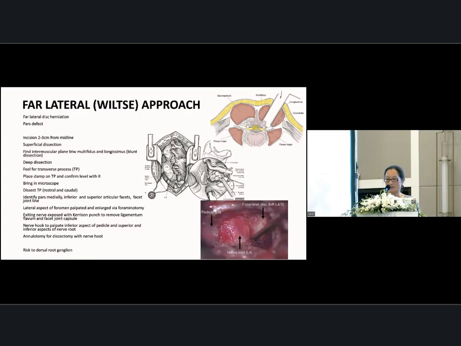Then the key is to find where the nerve is. So long as you know where the nerve is, you can protect it and you're not going to injure it, especially when you're new to the technique. And then we use a nerve hook to palpate the inferior aspect of the pedicle and superior and inferior aspects of the nerve with an annulotomy. There is a higher risk of trauma to the dorsal root ganglion with this operation as well. And that's it. Thank you.